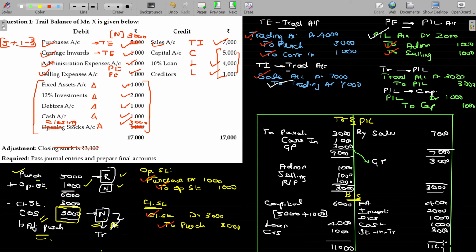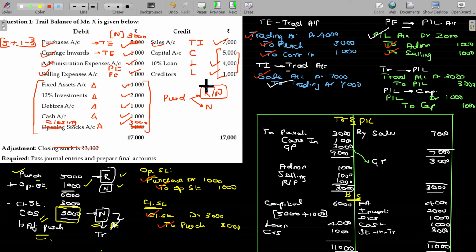So from this illustration, I have clarified whether purchases is a real account or a nominal account. In general, you can either assume this being real account or nominal account, just similar to a normal rental expenses paid, you can equate that. Either you can consider this being real or nominal. But actually, the trading account consists of only nominal expense accounts.